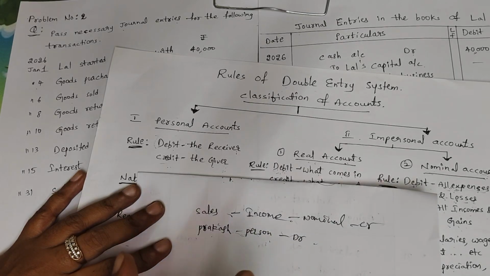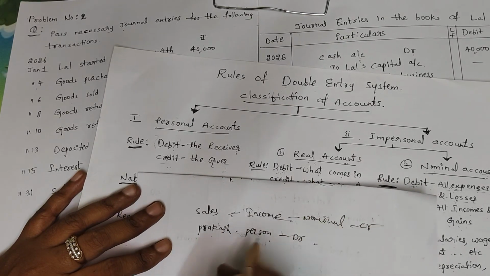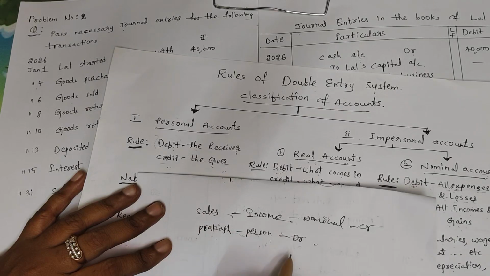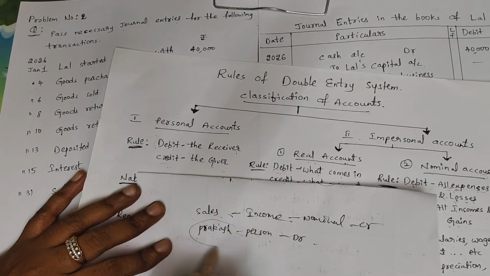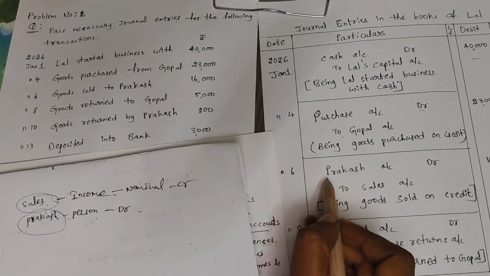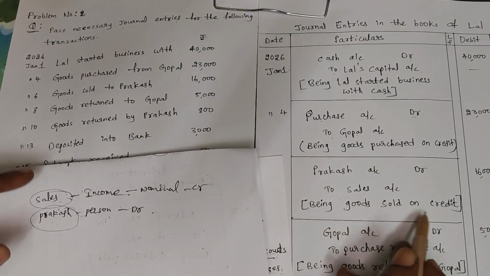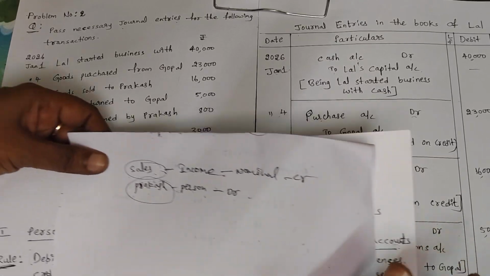So how to write the entry? First the debit aspect, then you need to write the credit aspect. So what is the entry now? Prakash account debit to sales account. See here. Prakash account debit to sales account, being goods sold on credit, because it is a credit transaction.